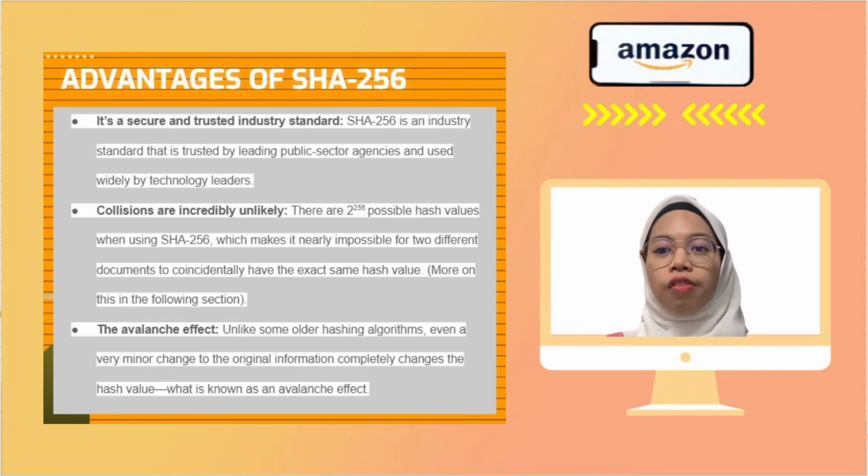The third is the avalanche effect. Unlike some other hashing algorithms, even a very minor change to the original information completely changes the hash value, which is known as the avalanche effect.